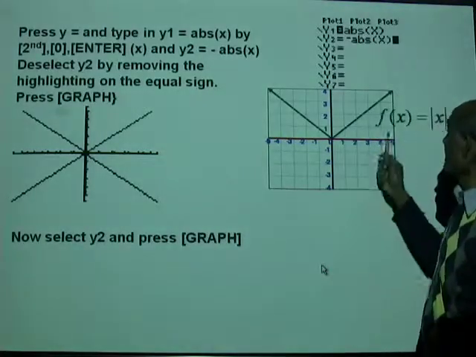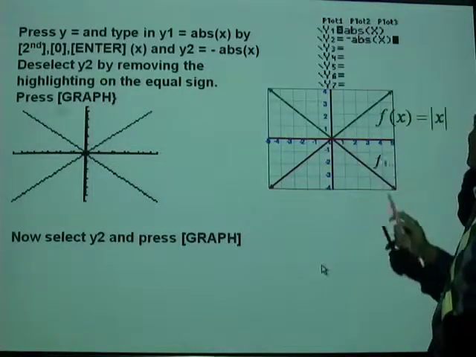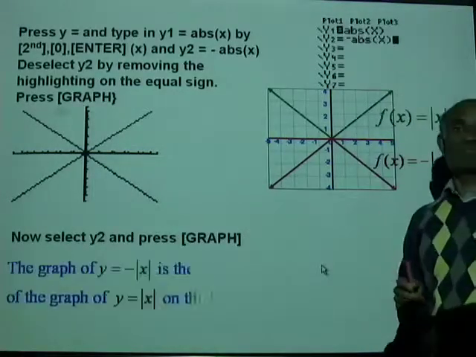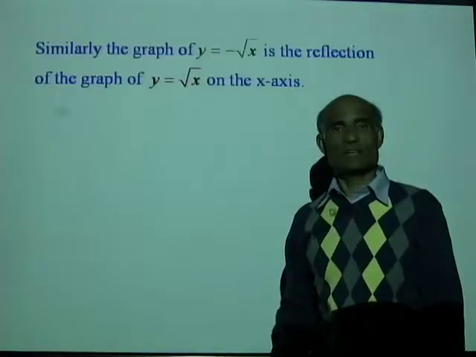There you are. f(x) equal to absolute value of x. f(x) equal to negative absolute value of x. Alright, let's look at another one.